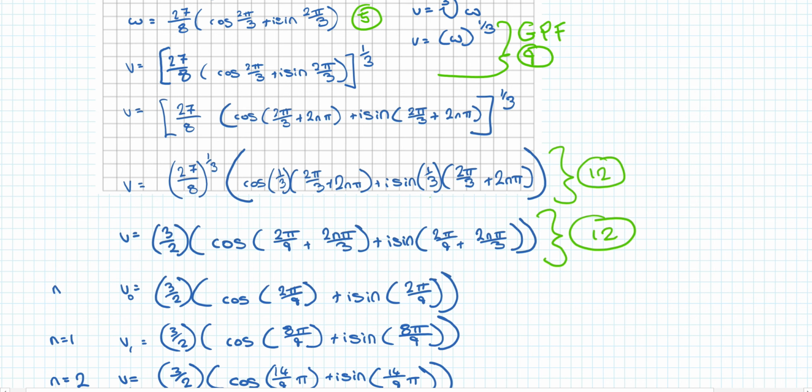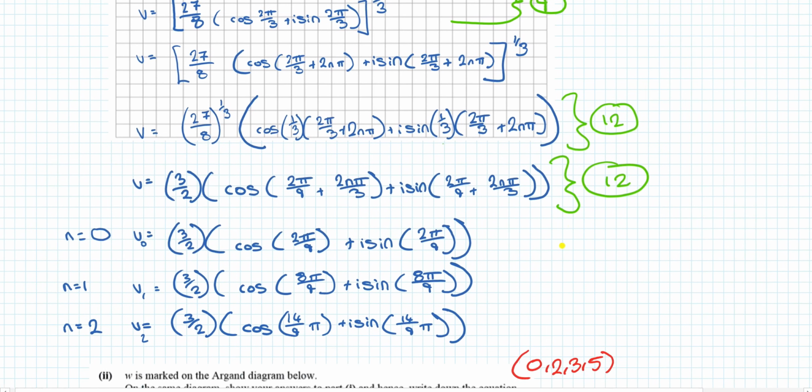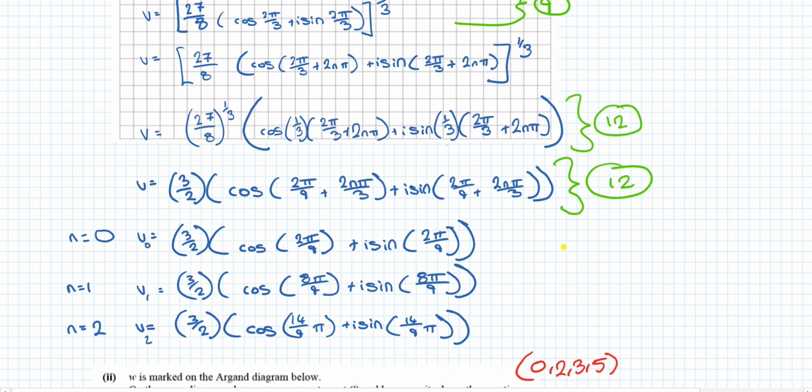Then you need to go and do n is equal to 0, 1, and 2, because we know we should have 3 answers, because the question says 3 answers. Also, it's the power of a third. You do not need to change it to a rectangular form. Read the question carefully. It says polar form. So getting these 3 answers gets you the 15 marks. So we have V0, V1, and V2.